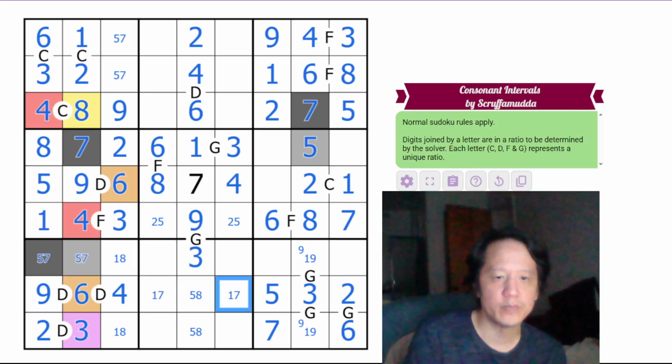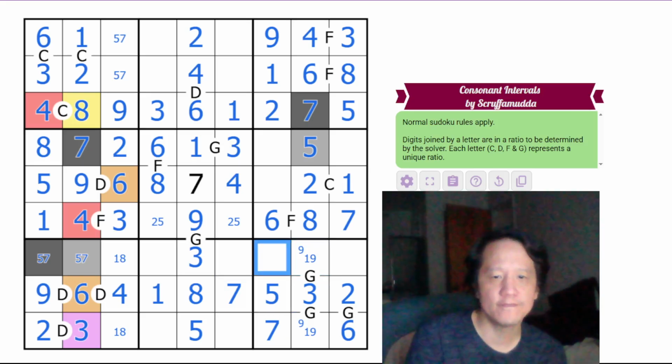This is a 5-8 pair. This can't be 5 because of the 5 in the row, so this is 8. This is 5. The remaining digits in row 3 are 1 and 3. This can't be 3 because of the 3 in the column, so this is 1, this is 3. This 1 eliminates 1 here, so this is 7 and 1.